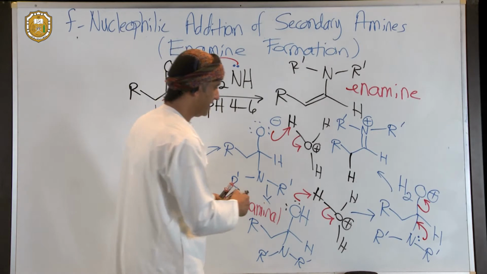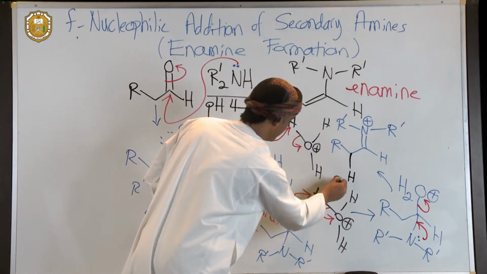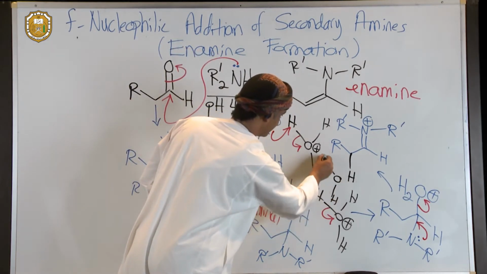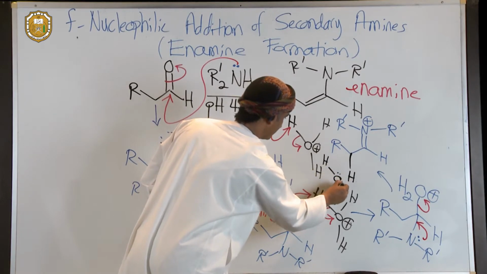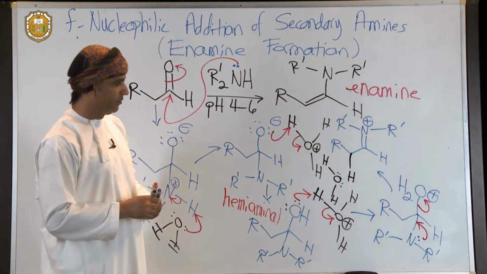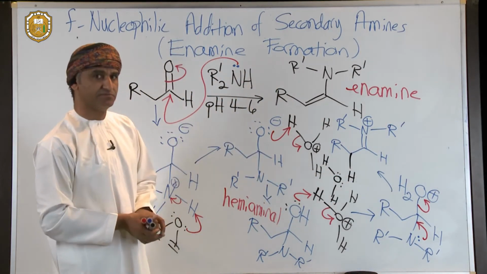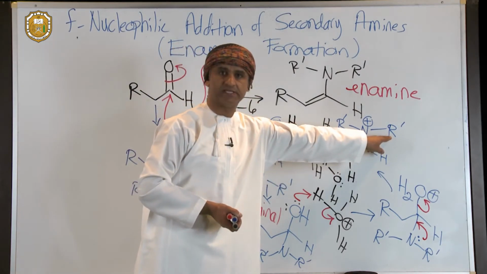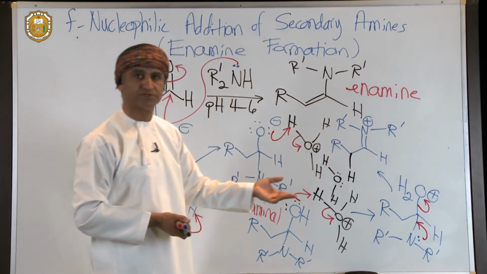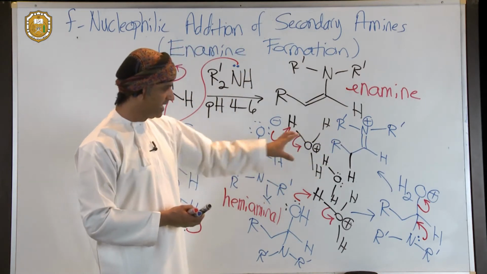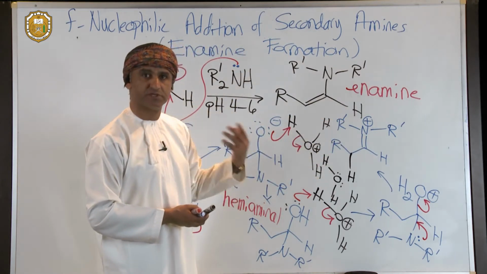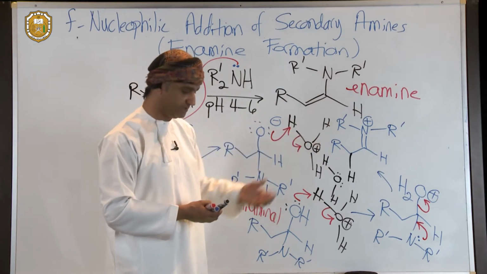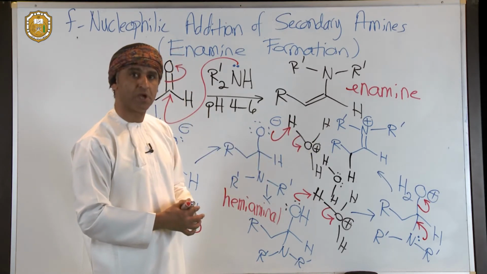So water will now come. Before, in the imine formation, water came and took off that hydrogen, and therefore the imine was produced. Now water cannot go there because there is no hydrogen to be removed. There is no acidic hydrogen. Both of these are alkyl or aryl groups.